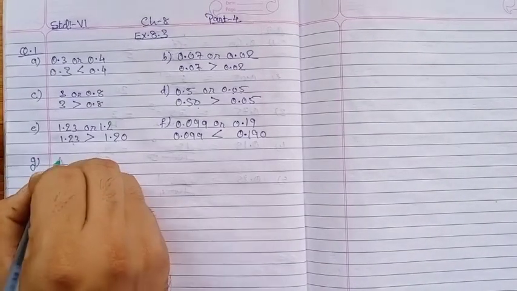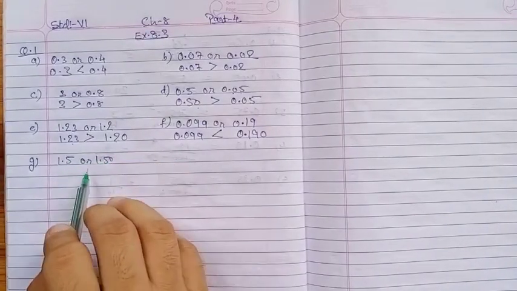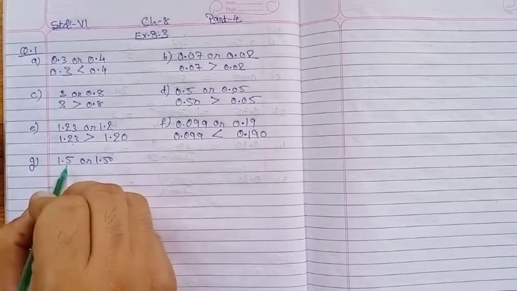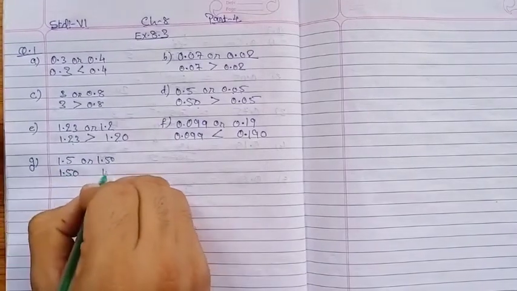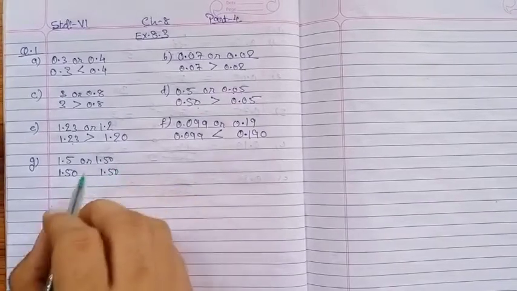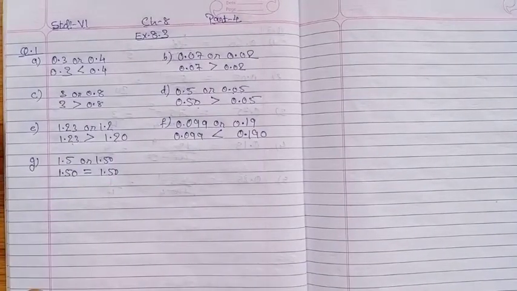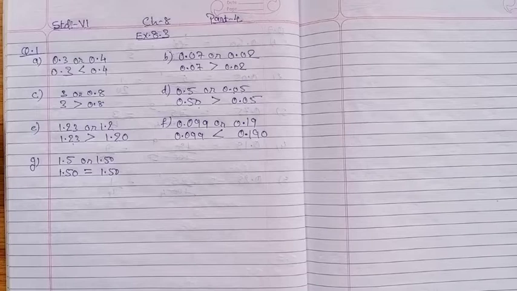Now it's 1.5 or 1.50. So here after the decimal 2 digits are there, here only 1, so we'll make here also 2 digits by adding 0. Here it is already 2 digits. Now if you see, both are the same, so they are equal. Okay, now only 3 sums are remaining, that you have to do by yourself, and by this we finish our exercise 8.3. Now let us move to the next exercise, exercise 8.4.